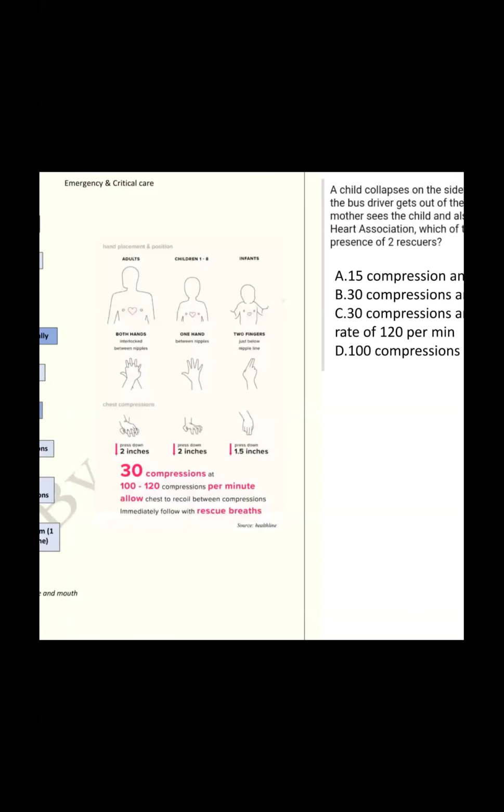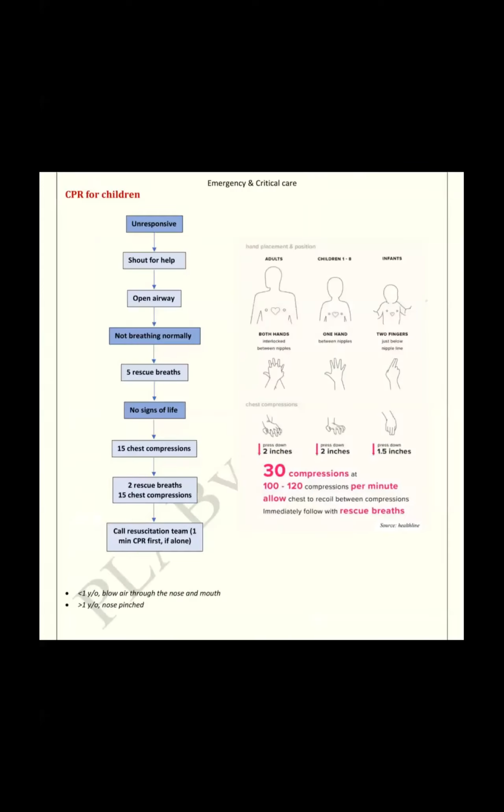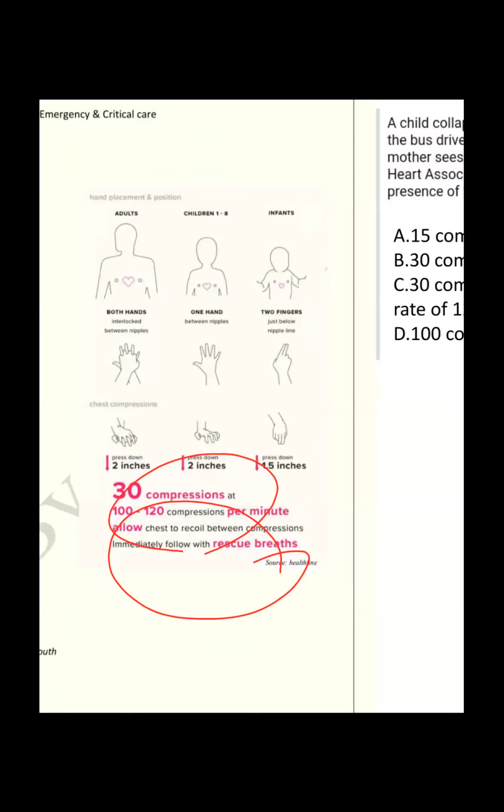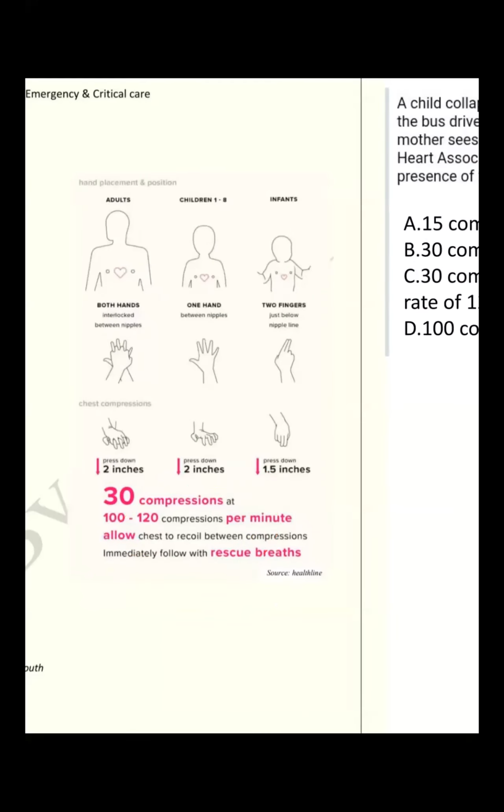30. No, it's a baby. It's a baby. It's 15. That's why I didn't discuss. So CPR for the children: it's 15 chest compressions and 2 rescue breaths. For the adult, 30 compressions and 2 rescue breaths. I just say nice guidelines.